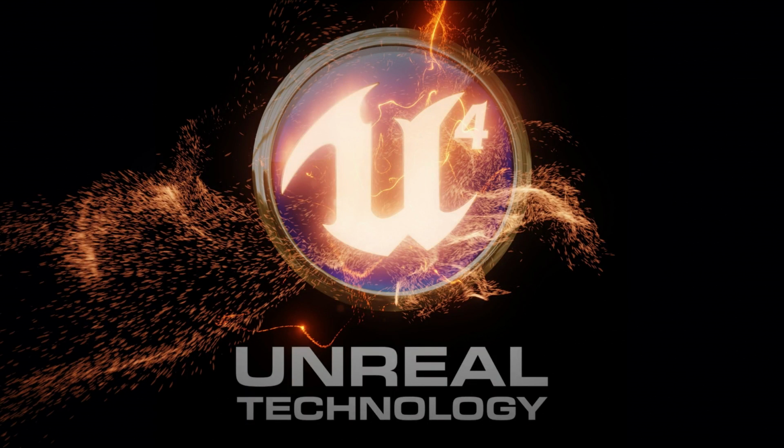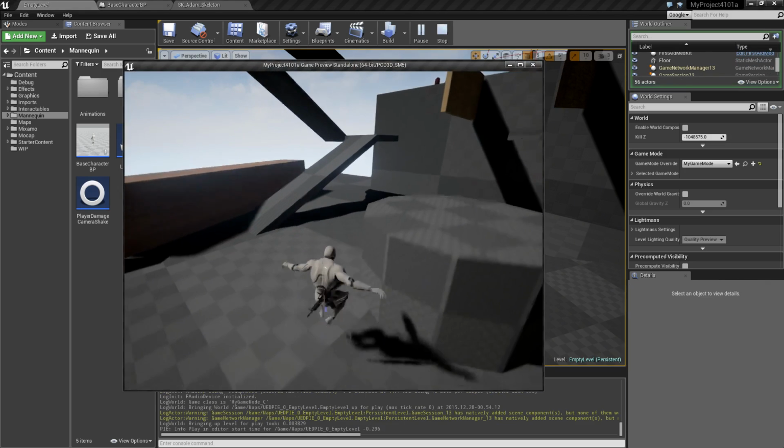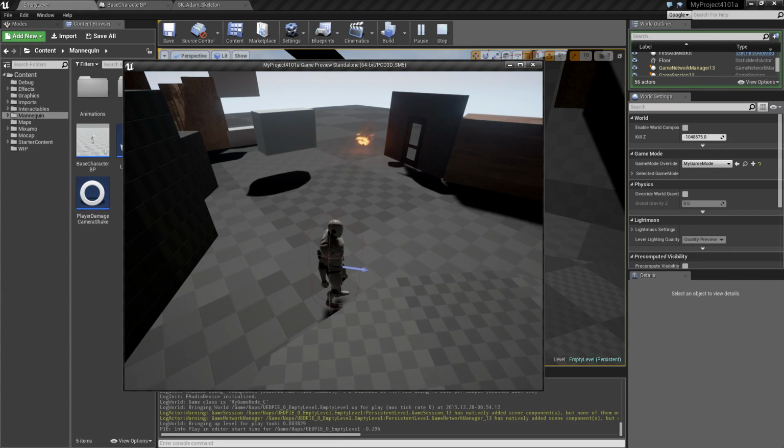Hello people, and welcome to this feature demonstration of my current work. This is, as mentioned, combined first and third person blueprint. So let's take a look at what we have.